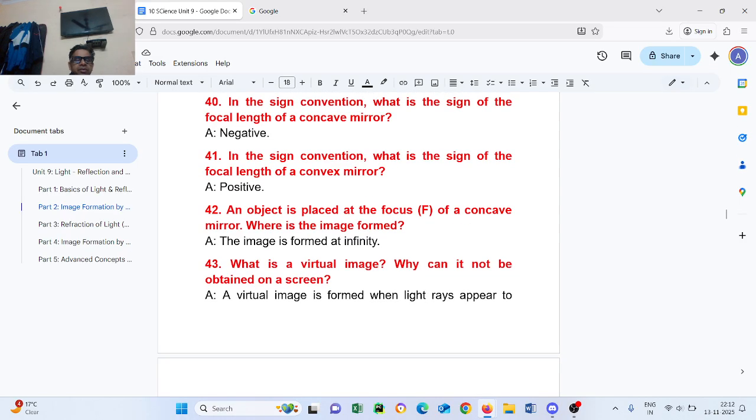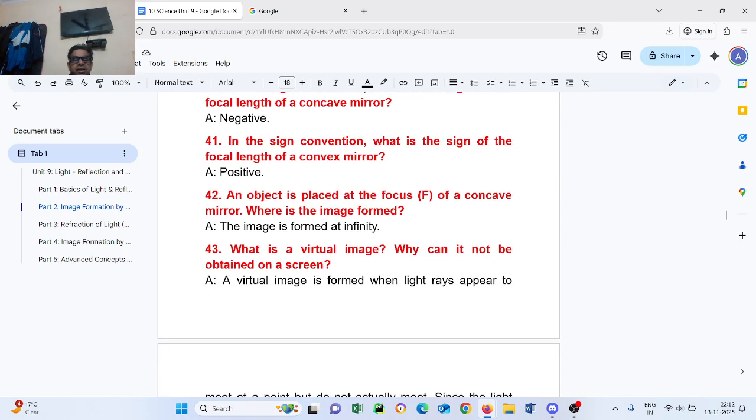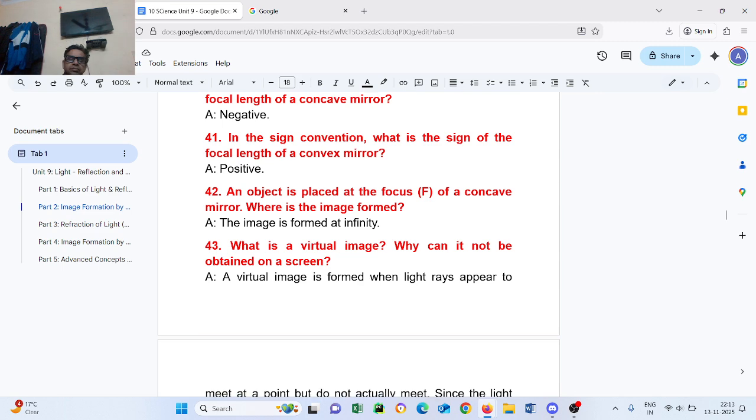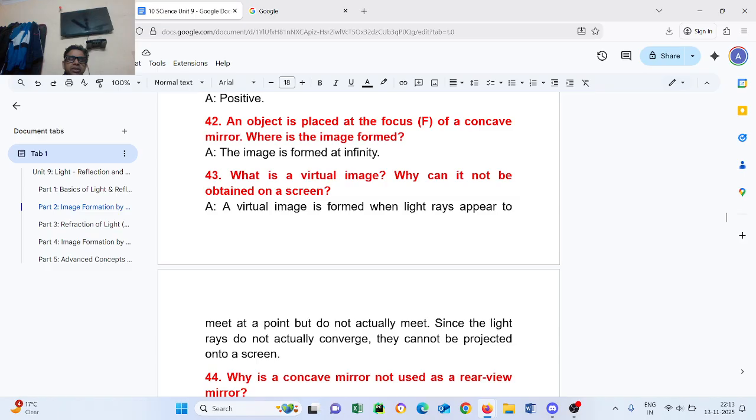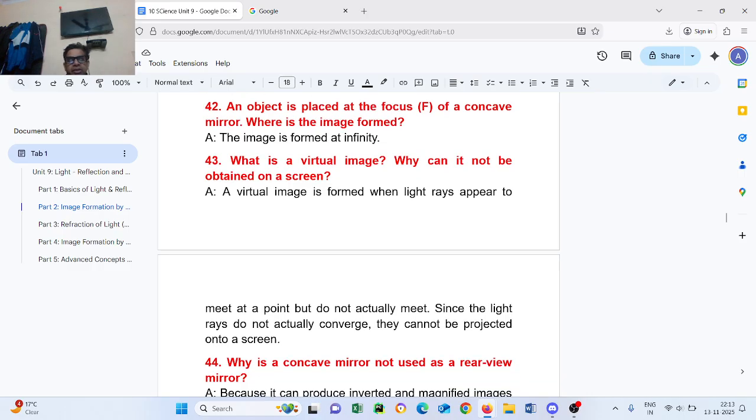Question number 43. What is a virtual image? Why can it not be obtained on a screen? A virtual image is found when light rays appear to meet at a point but do not actually meet. Since the light rays do not actually converge, they cannot be projected on a screen.